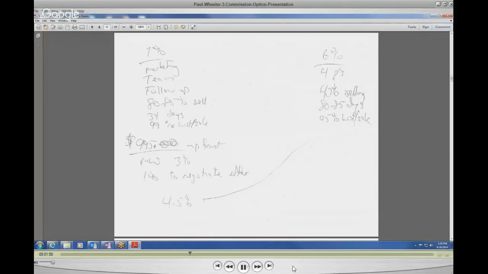So the second campaign is a 6% campaign. And it's the traditional 4 P's. Put up a sign, put up a key box, put it in the MLS. You know what the MLS is, the multiple listing service. And then we pray, okay? And so this is the traditional marketing campaign that traditional agents do. In this campaign, in our market, about 40% sell. If they do sell, it's about 80 to 85 days. And our list to sales price ratio in that campaign is about 95%, okay?